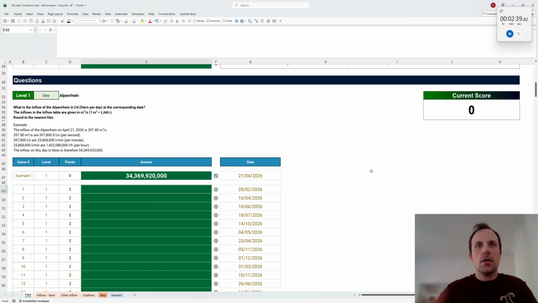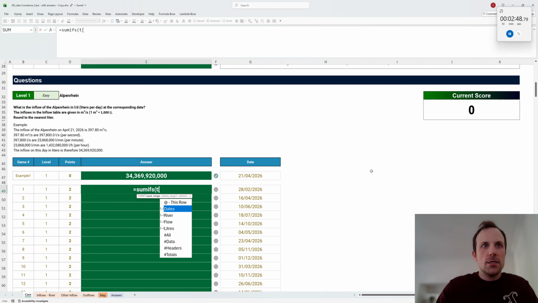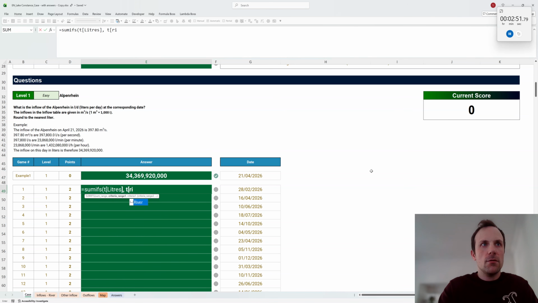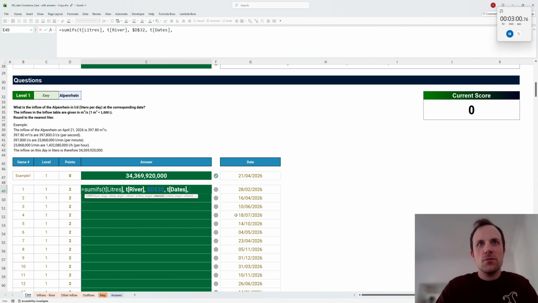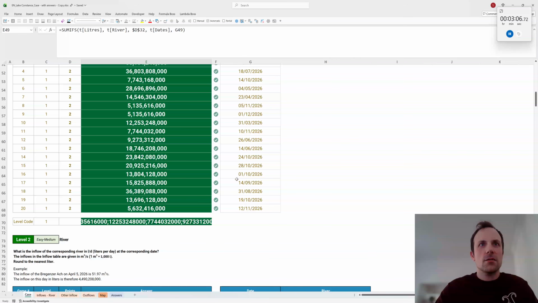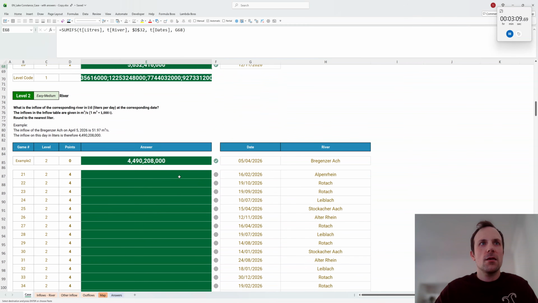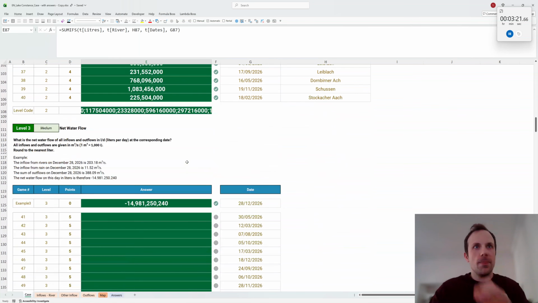So I think in the first one we can just use the total table. So I'm going to do a SUMIFS of T litres, where T river is equal to this one, Alpenrhein, and T dates is equal to this guy. I don't think we actually need to bother rounding, so I'm not going to. Hooray. Second level, we just have to vary the river. So we'll replace that with a reference to here. Paste down. Lovely.